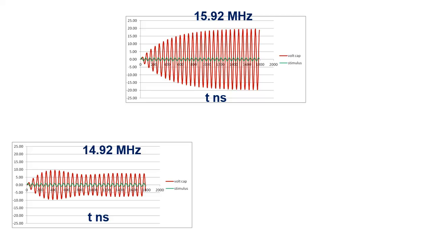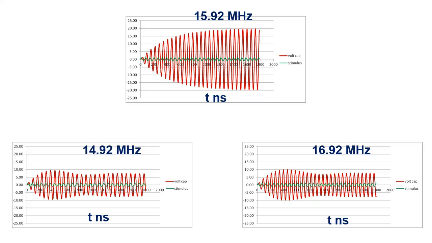Next, we use 16.92 MHz as the frequency of the sinusoidal stimulus, that is, 1 MHz higher than the natural frequency of the circuit. After initial transients have died down, the steady-state amplitude is around 7 volts, similar to the 14.92 MHz scenario. You are encouraged to try out this behavior at frequencies further away from the natural frequency, say for 10 and 20 MHz.